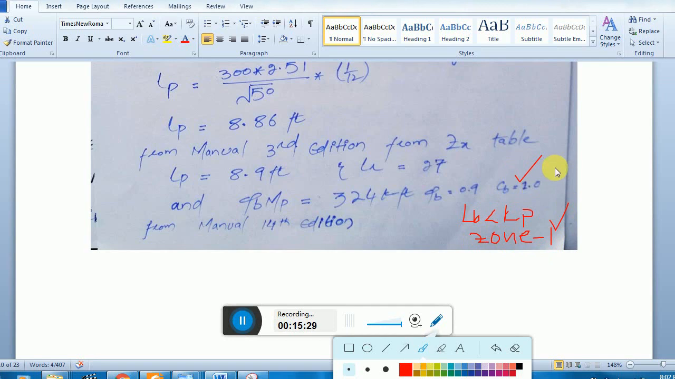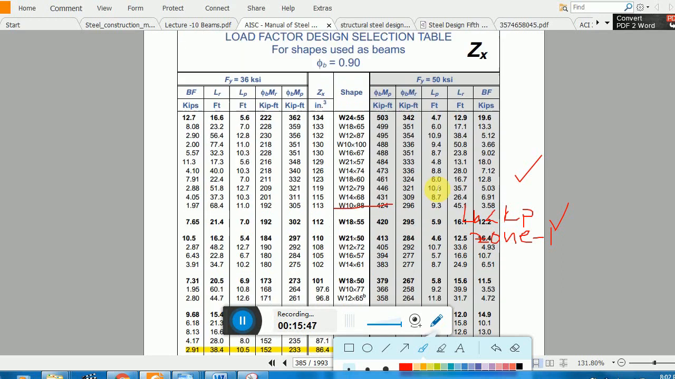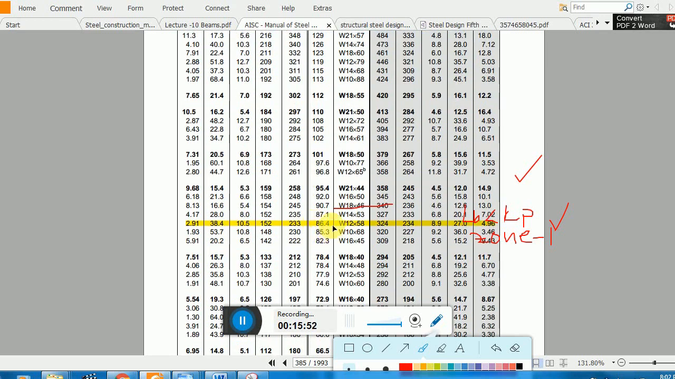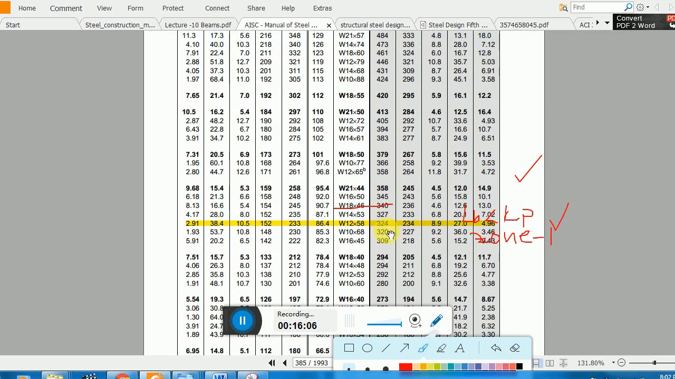Clear? And you have to multiply from where this value comes out. You just need to multiply fy with your Zx. You calculate the Zx. How can you calculate the Zx? Here we have Zx. The value of Zx you see here is 86.4. So you need to multiply 86.4 with 50, and multiply that value with 0.9. You got your strength. And from this manual you can see phi b Mp, you can directly choose 324.